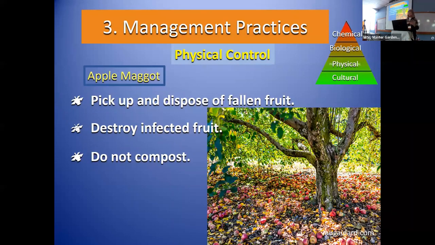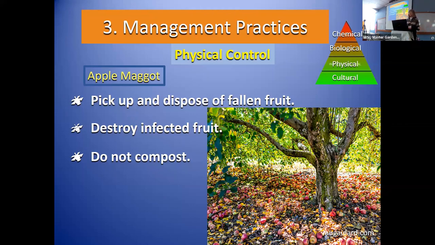Now this is something in terms of physical controls that's related to apple maggot. Think about in the fall when the apples start to fall from the trees and they are on the ground. The idea is that you want to get out and pick those up and dispose of them. It's called sanitation. So think about these apples. If you have apple maggot, there's larvae inside those apples. The larvae will crawl out. The apple maggot larvae pupate in the soil. So look at all those apples, larvae crawling out, pupating in the soil.